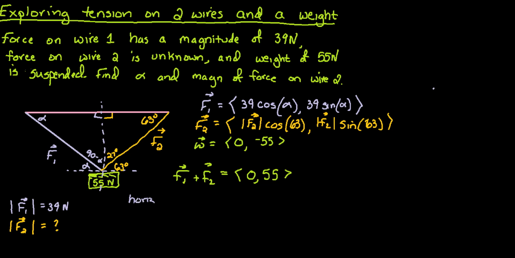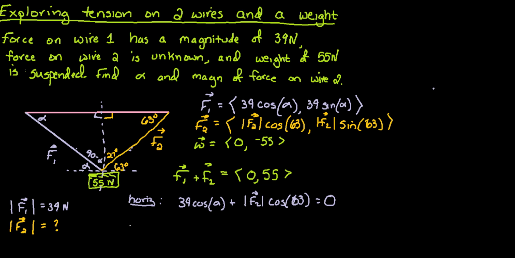I'll just label it horizontal. In the horizontal components, I've got 39 cosine of alpha plus the magnitude of F2 cosine 63. That has to equal 0. Why is that true? Because the horizontal components of these two wires have to balance each other, otherwise the weight would be moving to the left or to the right.